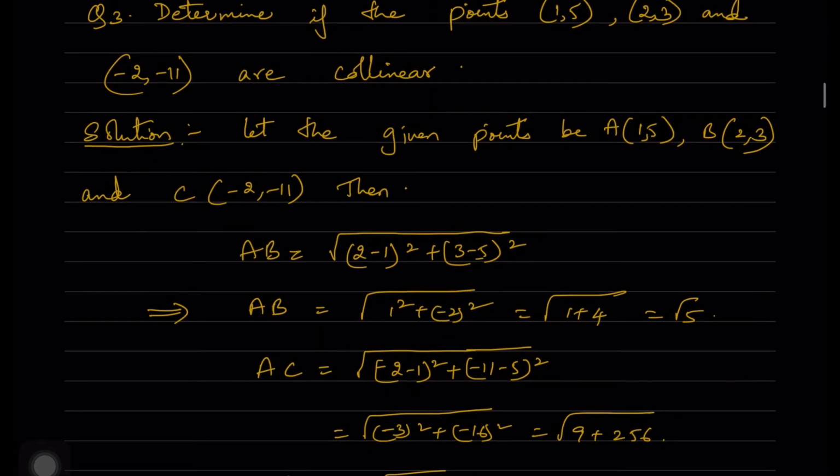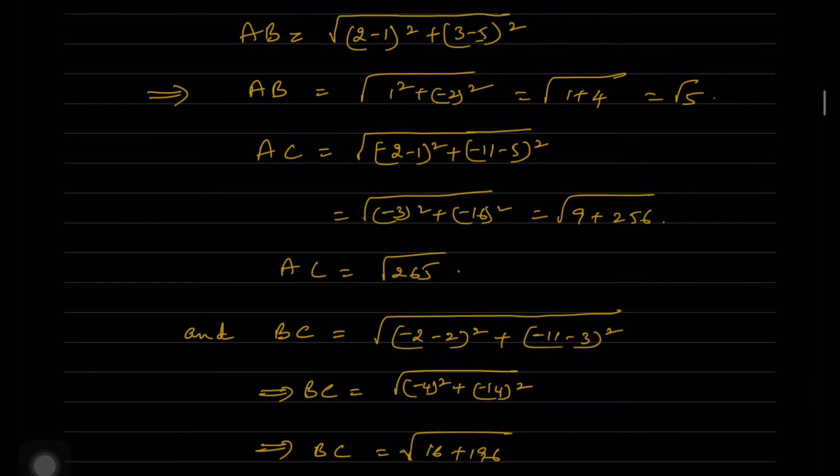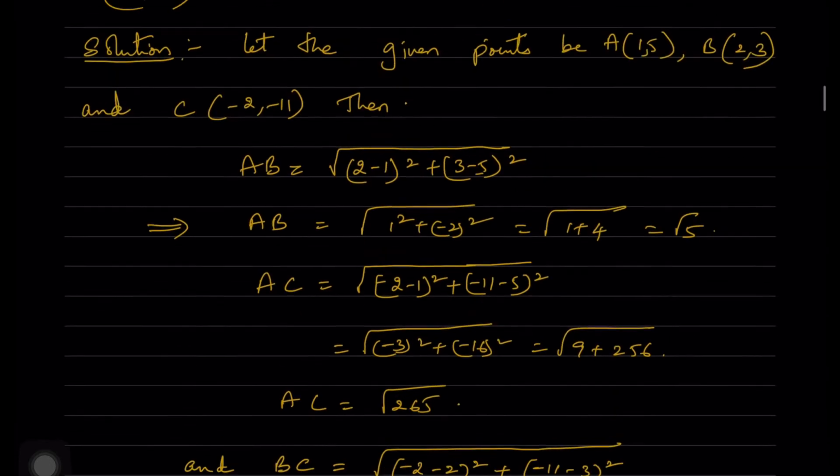Then AB is equal to root of 2 minus 1 whole square plus 3 minus 5 whole square. So AB is equal to under root of 1 square plus minus 2 whole square, which is equal to under root of 1 plus 4, which is equal to root 5. So therefore AC is equal to minus 2 minus 1 whole square plus minus 11 minus 5 whole square, which is under root of minus 3 whole square plus minus 16 whole square, which is equal to root of 9 plus 256. So AC is equal to root of 265.